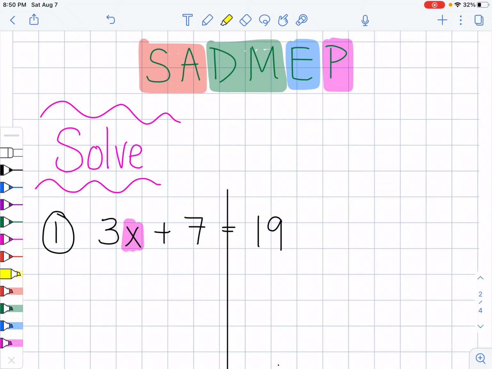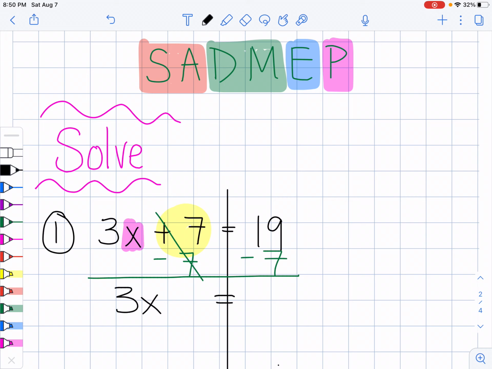So that means I'm going to move this positive 7 first. And so I'm going to ask myself the question, how do I undo positive 7? Well, adding 7, I subtract 7 from both sides, because remember, subtraction undoes addition. So 7 minus 7 goes away, and I'm left with 3x equals 19 minus 7, which is 12.